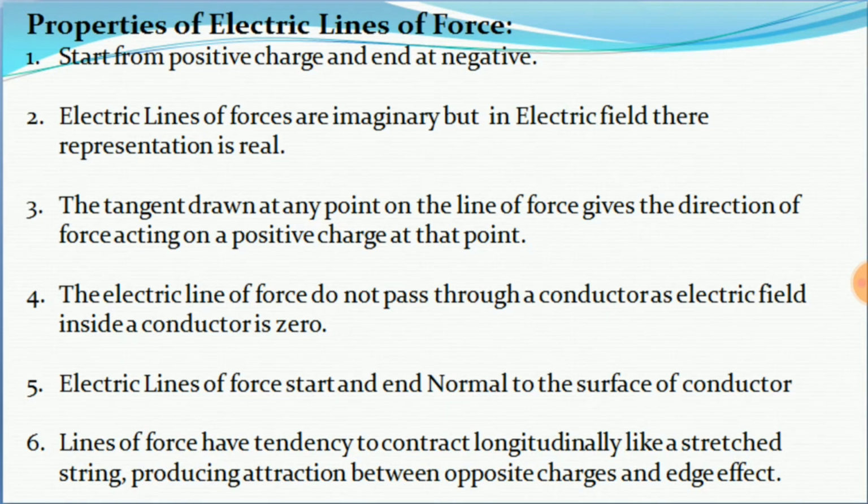Properties of electric lines of force. The electric lines of force start from positive charge and end at negative charge. Electric lines of force are imaginary, but in electric field the representation is real. The tangent drawn at any point on the lines of force gives the direction of force acting on a positive charge at that point. The electric lines of force do not pass through a conductor. Electric field inside a conductor is zero. Electric lines of force start and end normal to the surface of conductor.